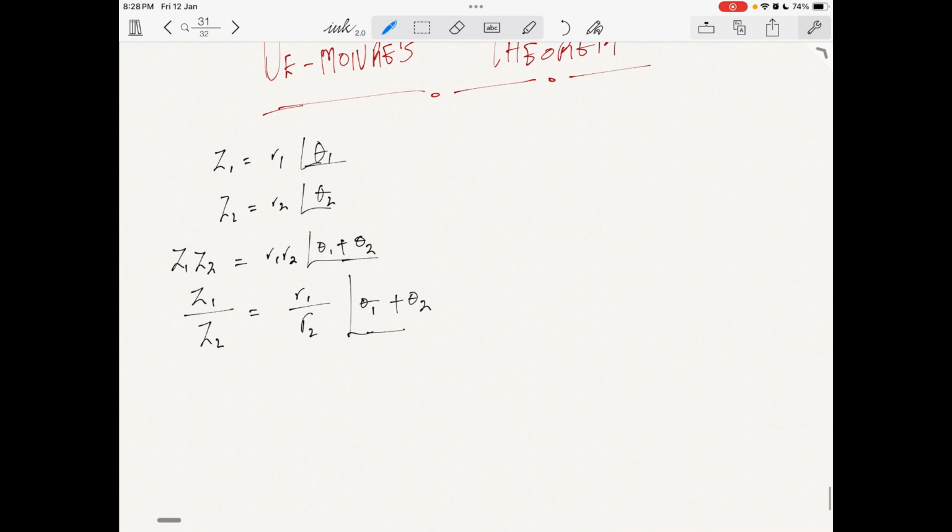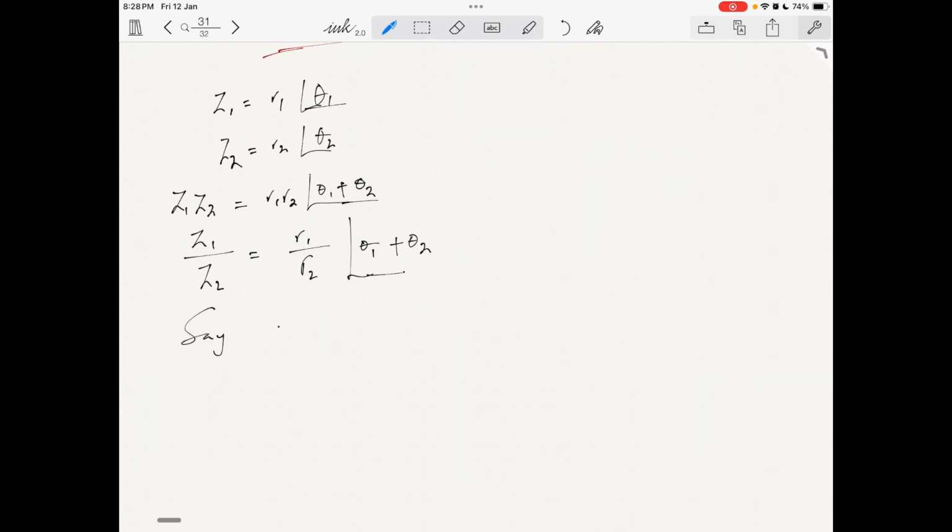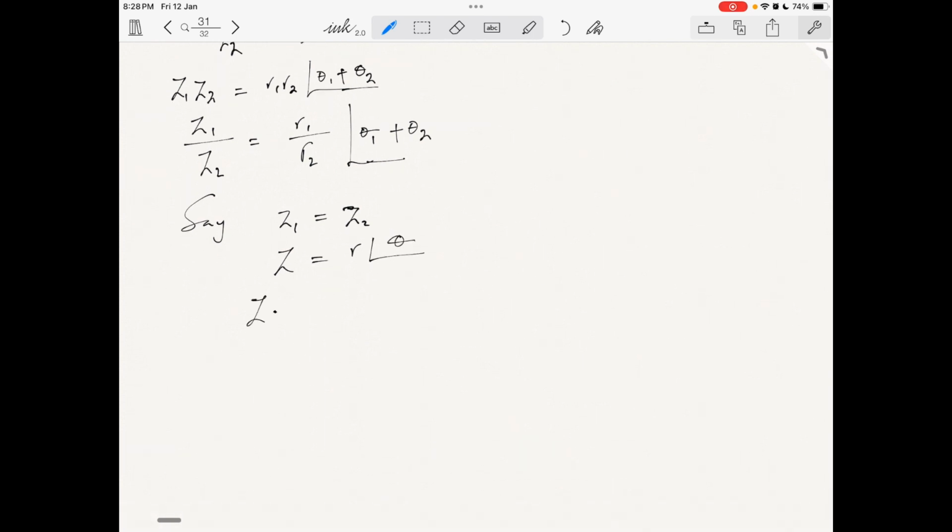Let's take for instance that z1 is equal to z2, that is, they are alike. So we can say z is equal to, let's say, r argument theta. So what happens when we say z multiplied by z? This will give us r argument theta multiplied by r argument theta, which gives r multiplied by r and theta plus theta, so r squared and 2 theta. And remember that this gives us z squared.